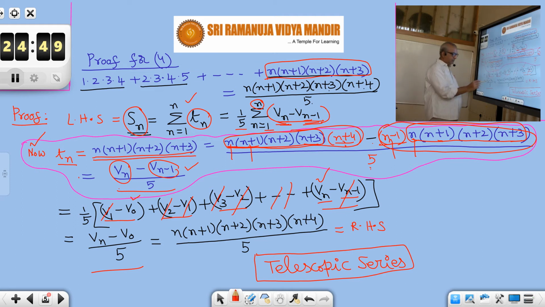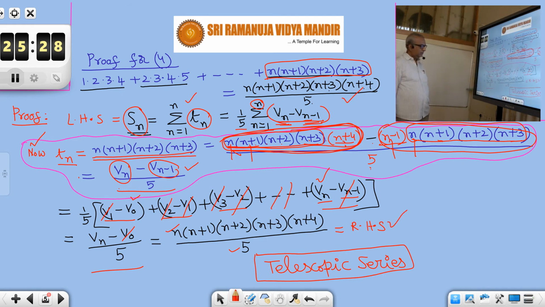But what is V0? Vn is this one, is it not? We are taking it as Vn: n into n plus 1 into n plus 2 into n plus 3 into n plus 4. That is Vn. What is this then V0? V0 means n is to be replaced by 0. 0 into 1 into 2 into 3 into 4. That is 0. So V0 is 0. We can cancel out. So Vn by 5 only. So Vn I have written in the numerator, 5 in the denominator. So that is the right hand side. We have to prove this only.